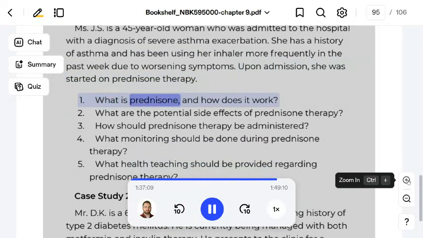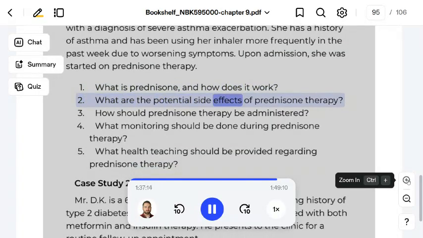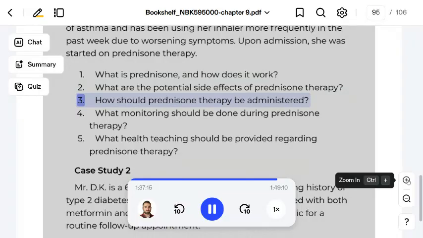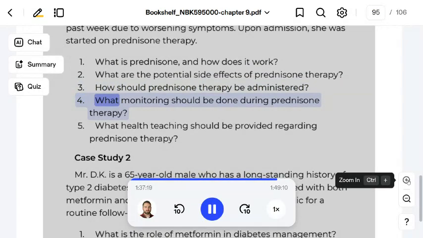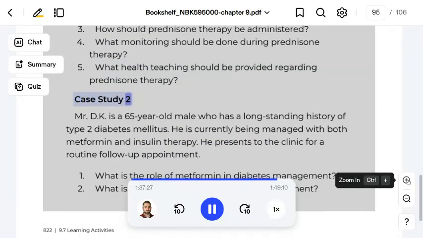1. What is prednisone and how does it work? 2. What are the potential side effects of prednisone therapy? 3. How should prednisone therapy be administered? 4. What monitoring should be done during prednisone therapy? 5. What health teaching should be provided regarding prednisone therapy? Case Study 2.